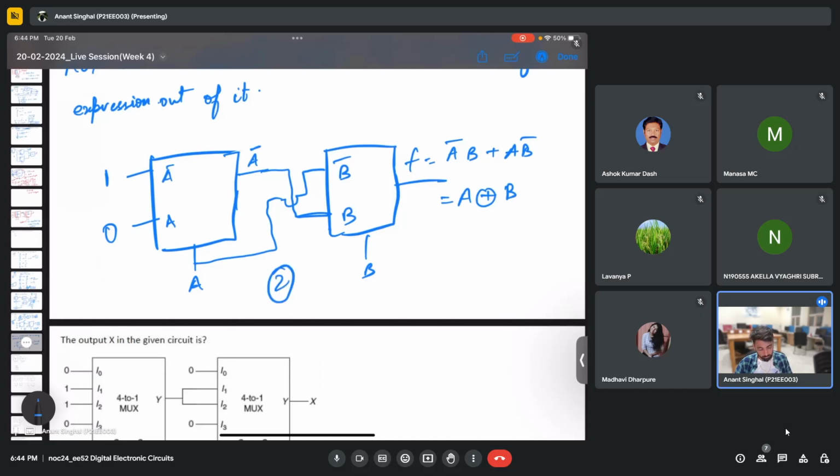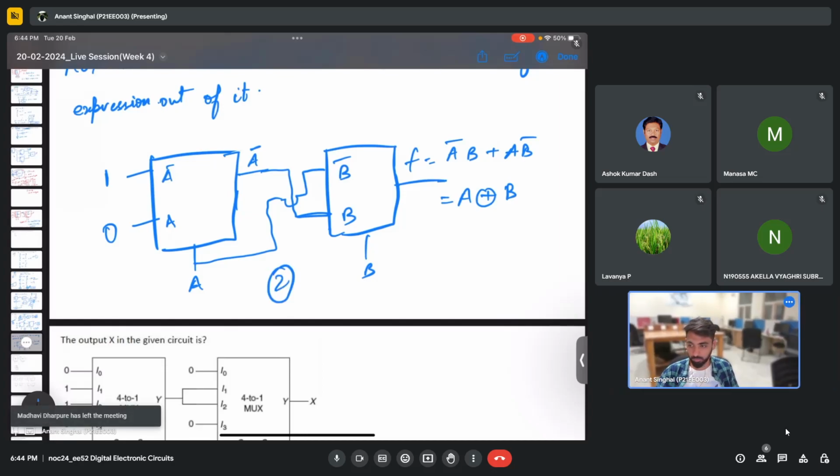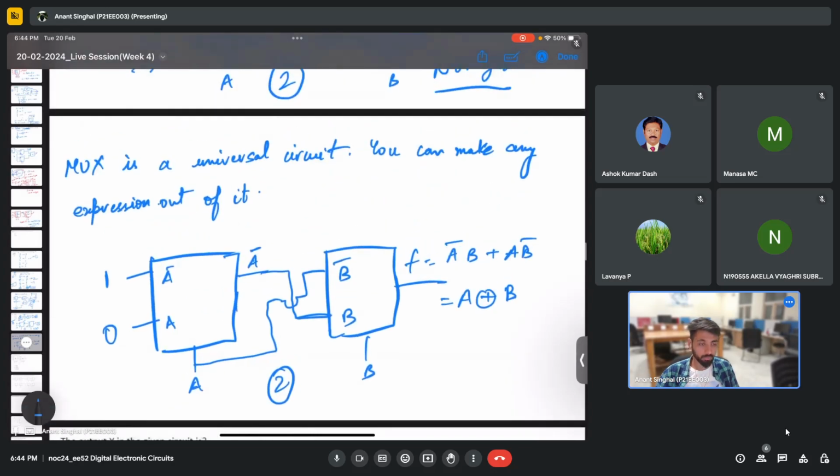Do you understand this problem? So again I need two mux here. Is it clear to everyone? Any doubts here? Please respond if you don't have any doubts.